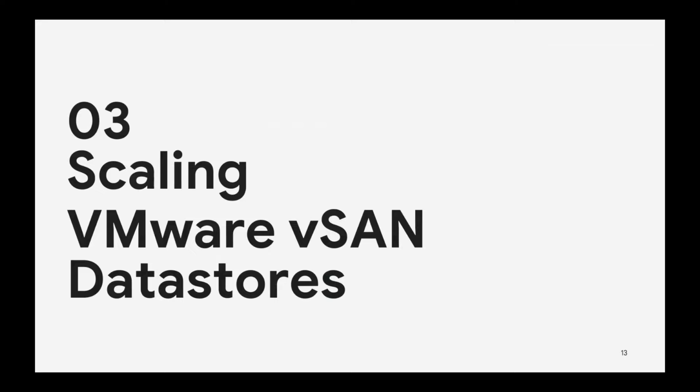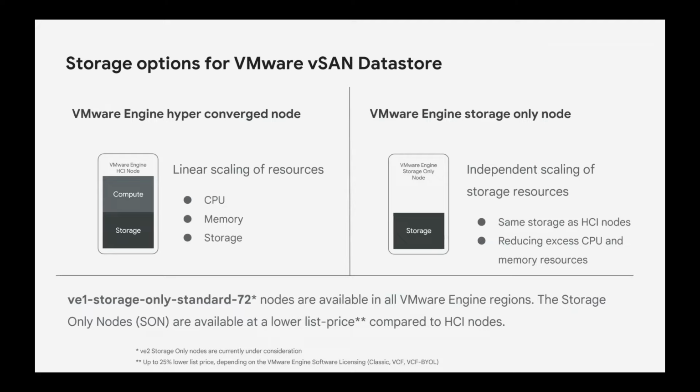How do we scale a vSAN data store in VMware Engine? We have two main options available. VMware Engine full nodes. These are our regular nodes that provide linear scaling of all resources, CPU, memory, and storage. And then we have VMware Engine storage only nodes. This only scales storage capacity. It's important to understand that storage only nodes cannot host any VMs. They can only be used to add additional storage capacity to a vSAN data store.